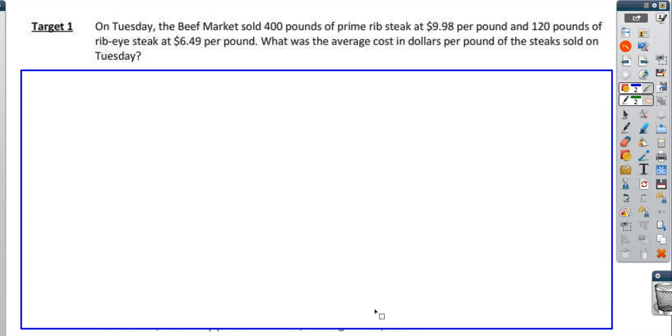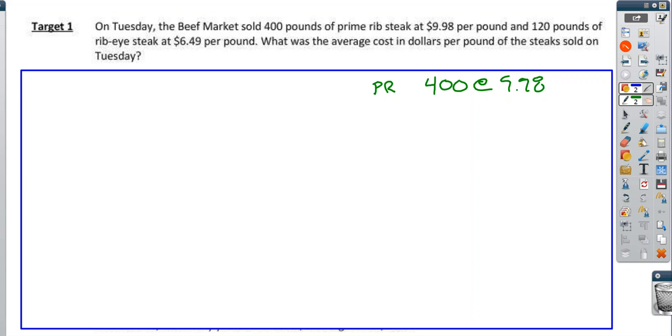All right, so we're taking a look at target round number 1 from 2022. This is problems 1 and 2. On Tuesday, a beef market sold 400 pounds of prime rib steak at $9.98. So we have 400 pounds at $9.98, and that's a ribeye, prime rib.